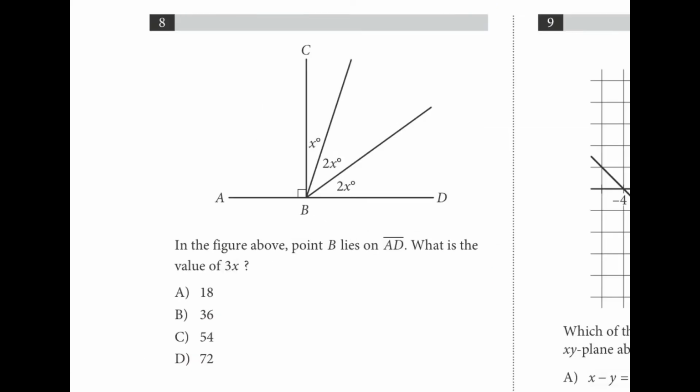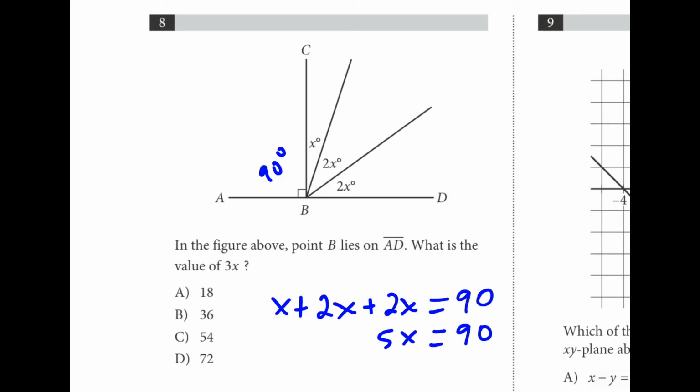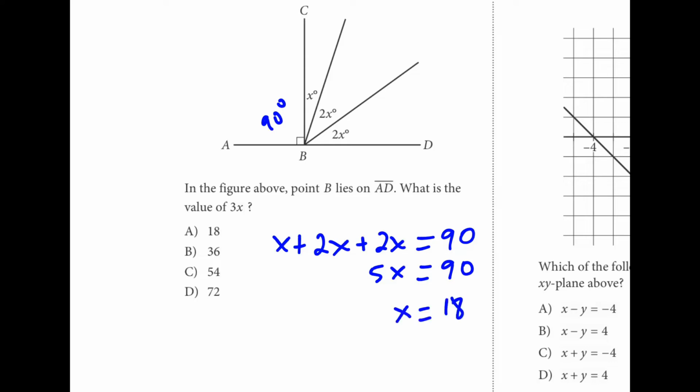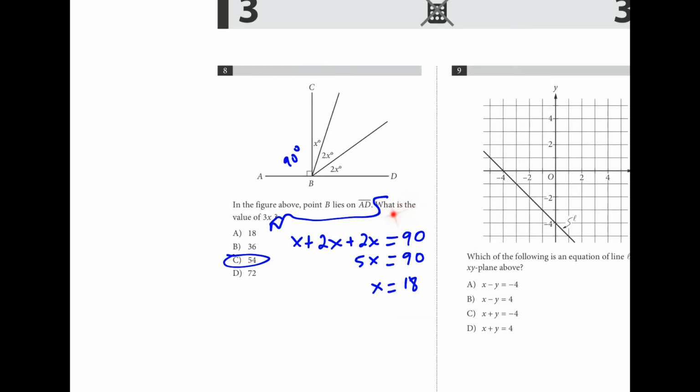So we're told that AD is a segment, meaning it has 180 degrees, and since this over here is 90, x plus 2x plus 2x is equal to the remaining 90. If 5x is 90, divide 90 by 5, what do you get? 18. Oh, just kidding. See how easy it is to make a mistake? They actually asked, what is the value of 3x? So I have to take 18 times 3, which gives me 54. That's a common trick at the end. What is the value of 3x instead of x? So if you're going fast or not paying attention, very easy to make that mistake.